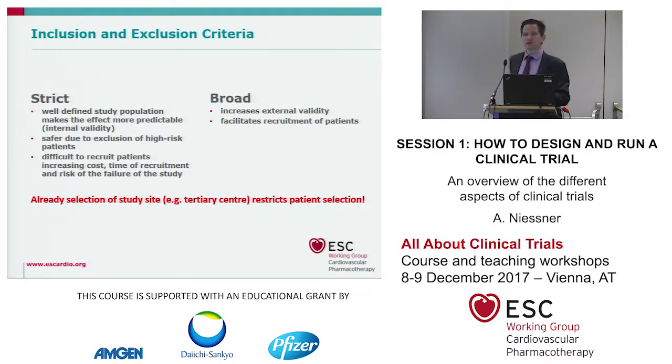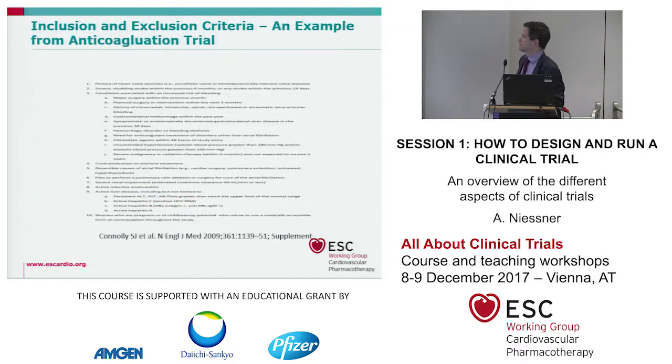And you also have to think that a certain study site is already a selection criterion. So if you're a university center, tertiary center, it restricts your patient selection because you do not get the general population, you get a selected number of patients. So also think about what patients you usually get in daily practice.